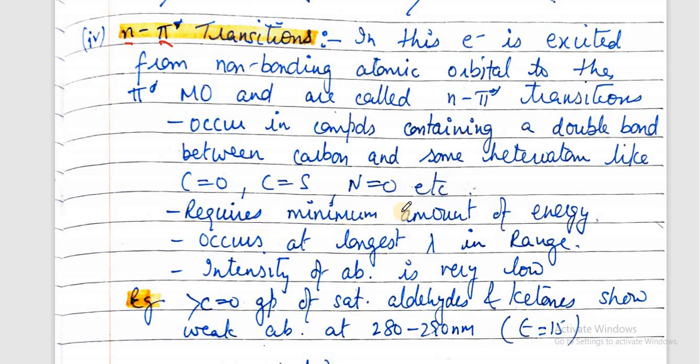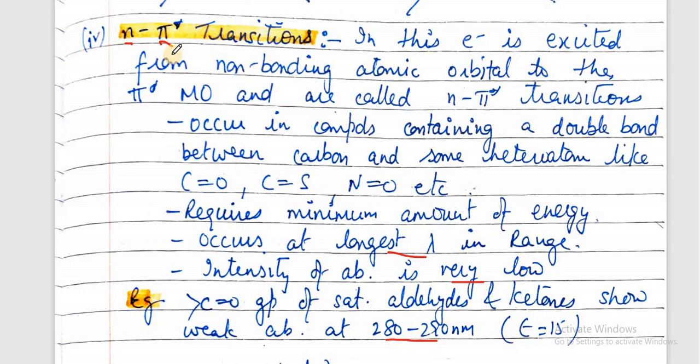And these require the minimum amount of energy out of the four transitions we have talked about. If it requires minimum energy, it will occur at the longest wavelength compared to the four types, and in this the intensity of absorption is very low. This will be discussed further. An example is the C double bond O group of saturated aldehydes and ketones, which shows weak absorption at 280 to 290 nanometer. This shows the n to pi star transition.